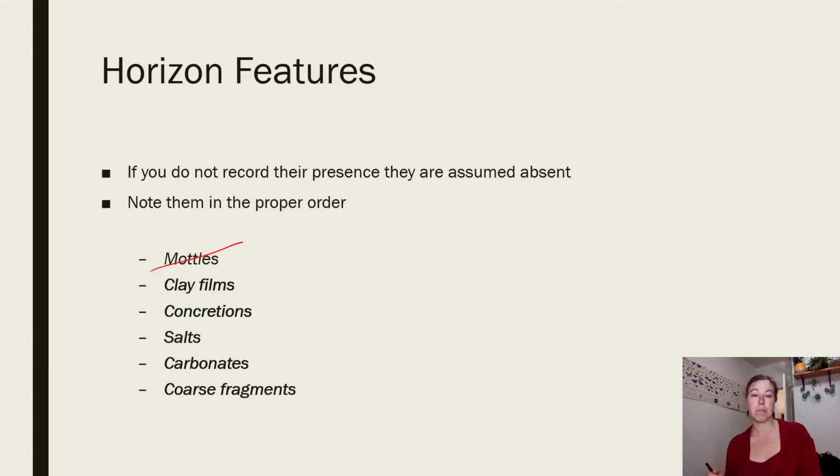You probably won't see these. The reason that they're last is because they often just don't exist in soils. They're very specific to specific soils, but will help you identify what subgroup you have. If you have these, or depending, like vertisols would almost all have clay films, for example, because of slickensides.